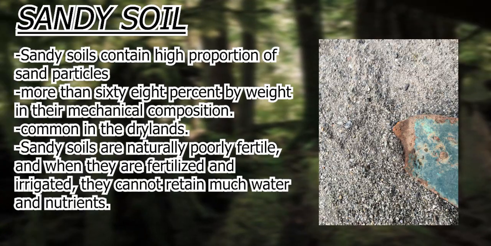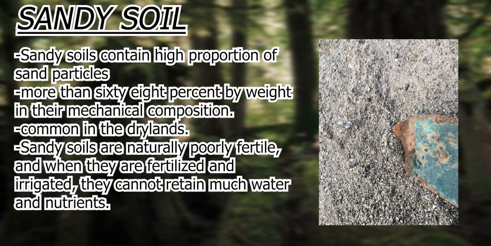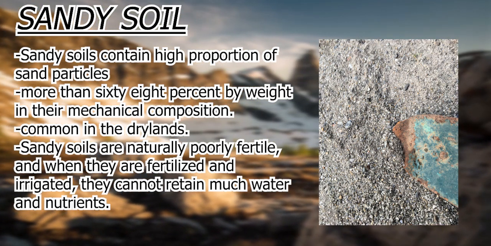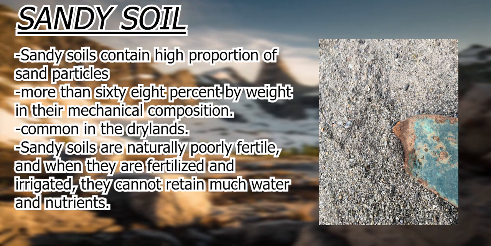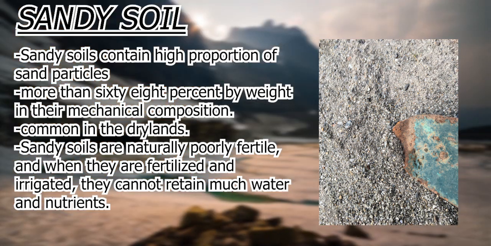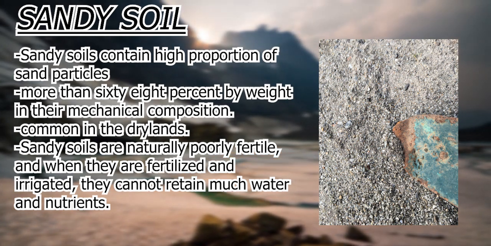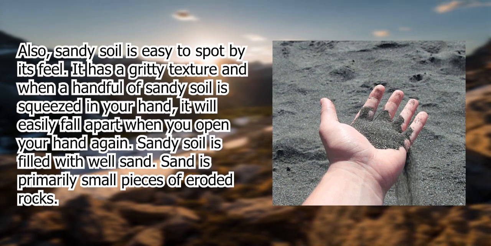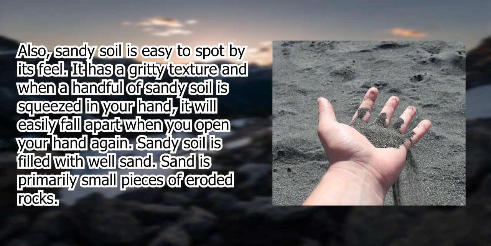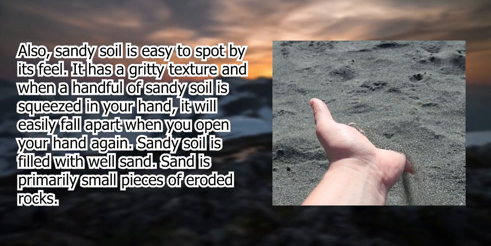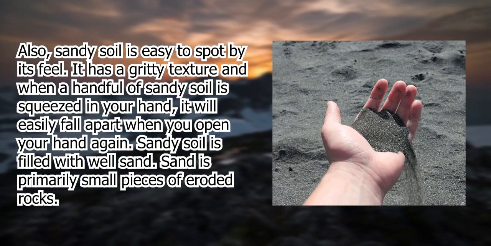let's jump to the last type of soil that I can find in my area, which is sandy soil. Sandy soil contains a high proportion of sand particles, more than 68% by weight in its mechanical composition. It is common in dry lands. Sandy soils are naturally infertile, and even when they are fertilized and irrigated, they cannot retain much water and nutrients. Also, sandy soil is easy to spot by its feel. It has a gritty texture, and when a handful of sandy soil is squeezed in your hand, it will easily fall apart when you open your hand again.